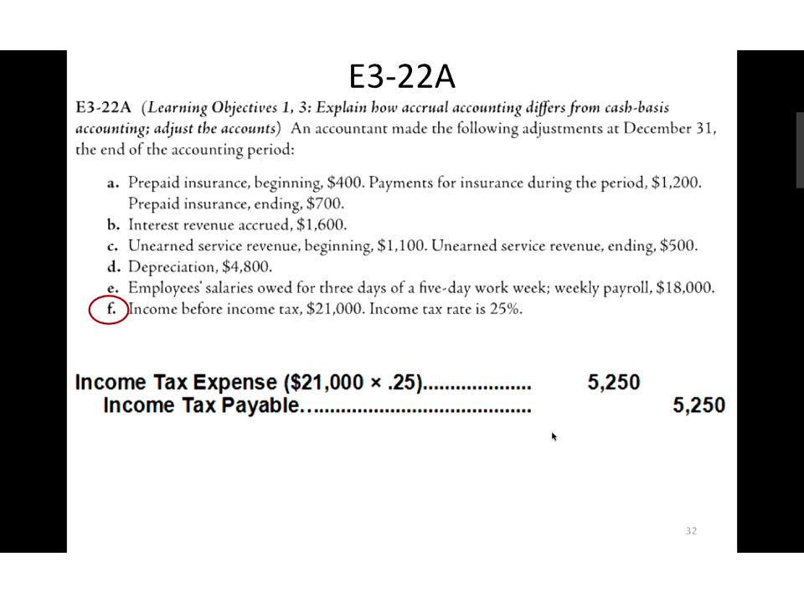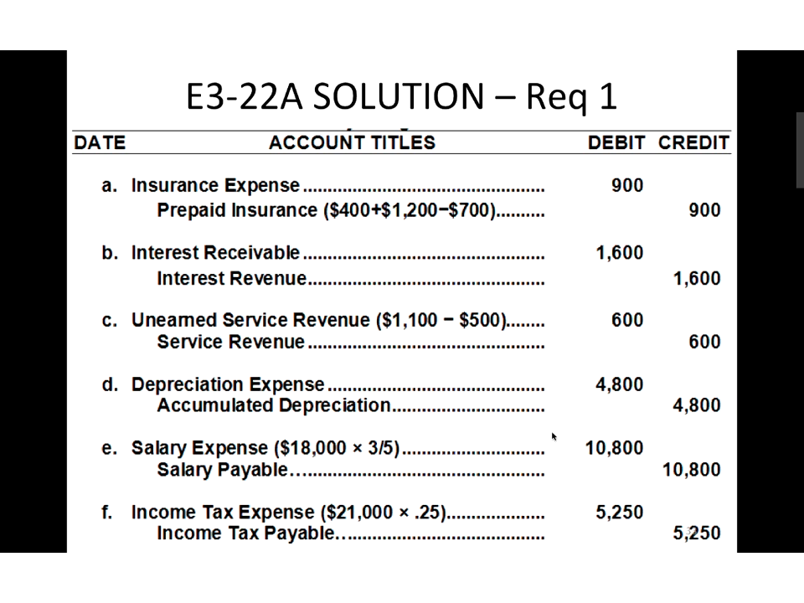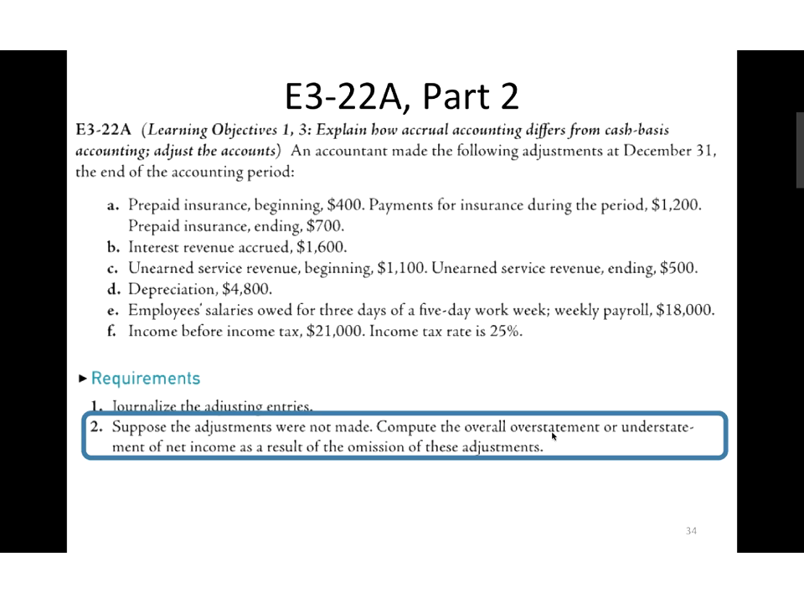Okay, so that's 322A Part A. That was Part A, and I'm going to go back. What we just did is not new stuff. I just want to show you this. This is a listing of all those journal entries we just did, so you've already got them written down. But now, same problem, and now we're on Part 2.